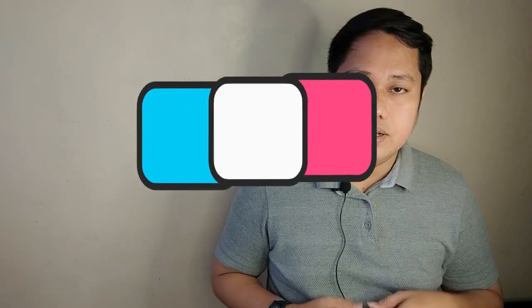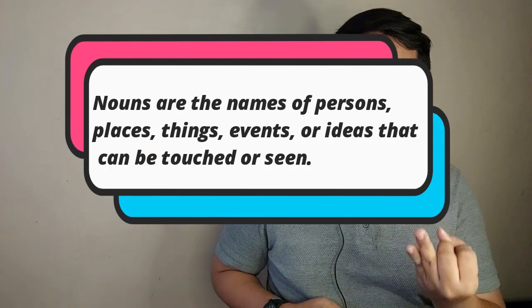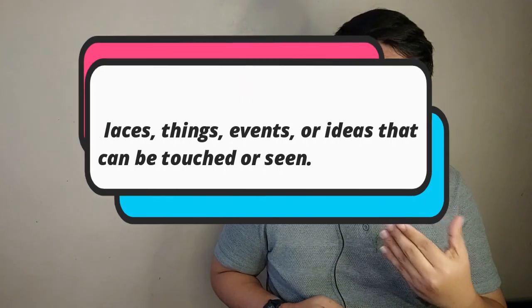So going back to this topic now, let's define first, what is a noun? According to the definition that we have here, nouns are the names of persons, places, things, events, or ideas that can be touched or seen. Nouns can also be those that only exist in the mind or in the thought of a person. These concepts include feelings, ideas, and thoughts.